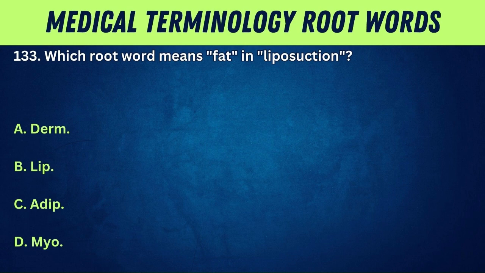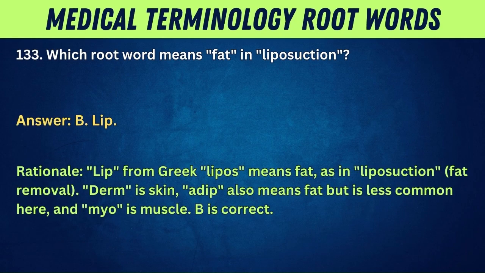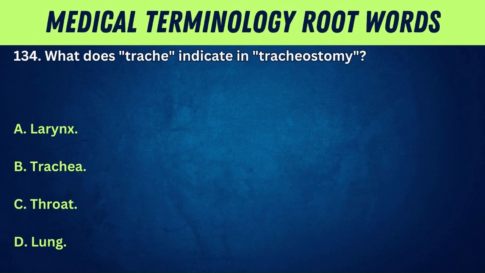133. Which root word means fat in liposuction? A. Derm. B. Lip. C. Adip. D. Myo. Answer, B. Lip. Rationale. Lip from Greek lipos means fat, as in liposuction, fat removal. Derm is skin. Adip also means fat but is less common here, and myo is muscle. B is correct.